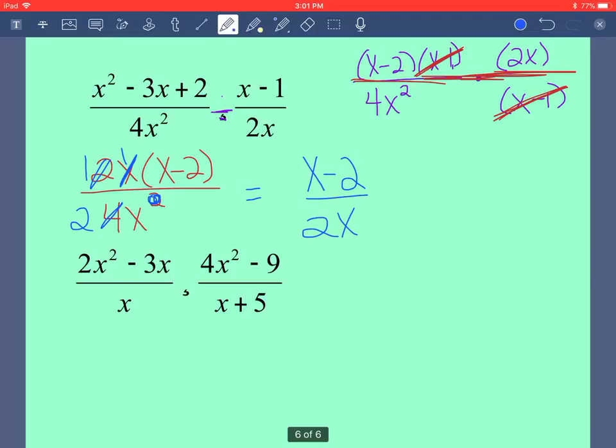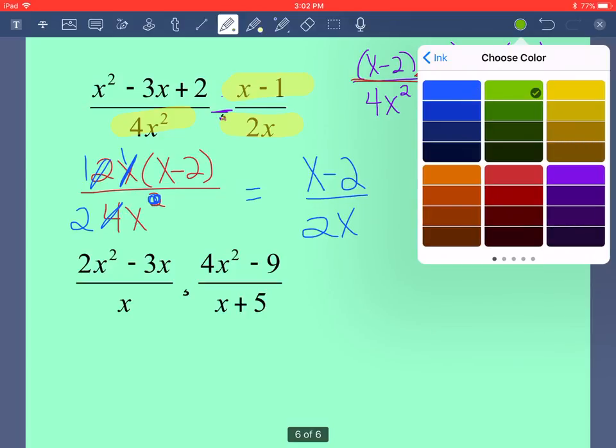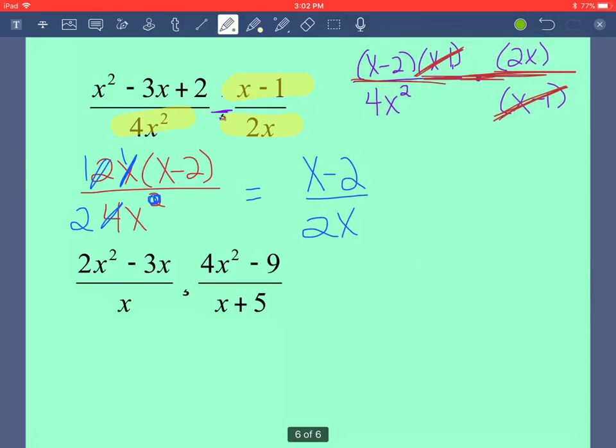Now, to find my excluded values, I'm going to look in both denominators and the second numerator. So I'm going to set each one of those equal to 0. So I'm going to have 4x squared equals 0, 2x equals 0, and x minus 1 equals 0.